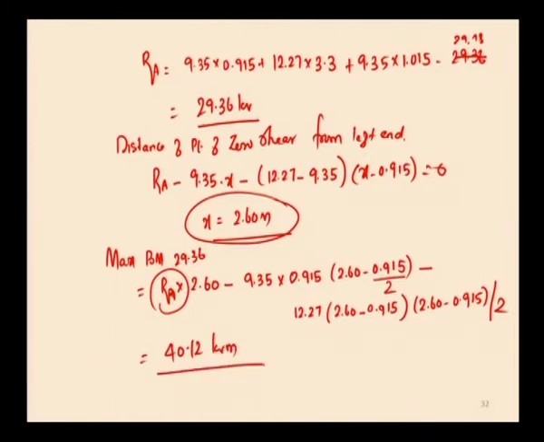This is the way of calculating the bending moment in the slab using the loading diagram. Next, Mu, that is the ultimate moment, is 1.5 into 40.12, which is equal to 60.18 kilonewton meter.